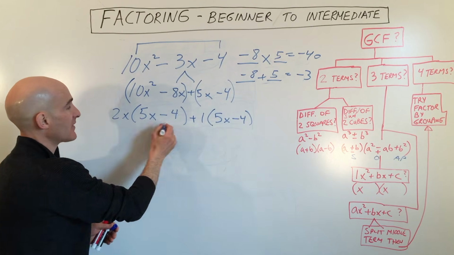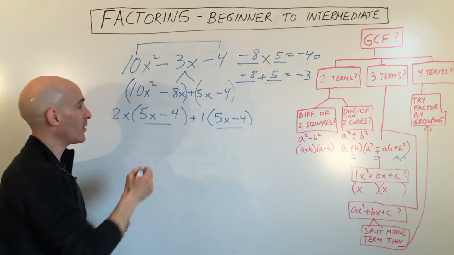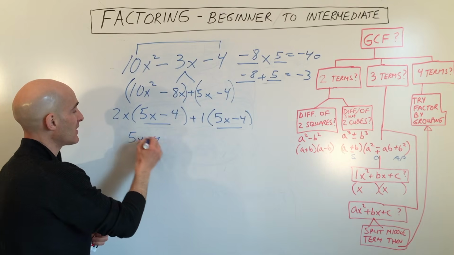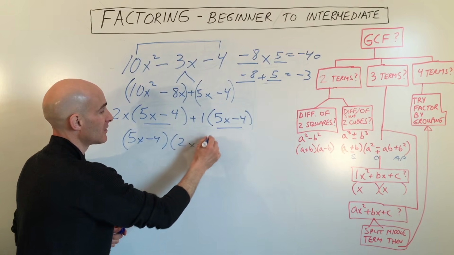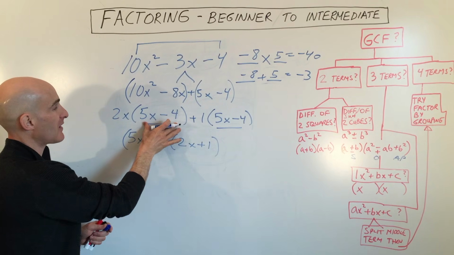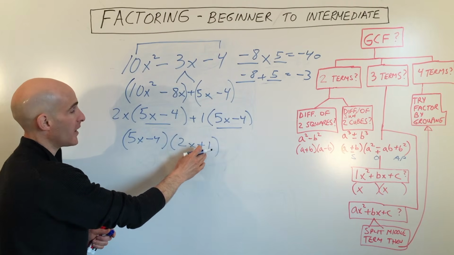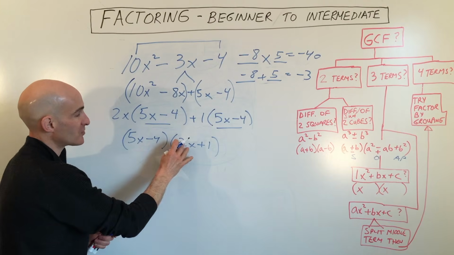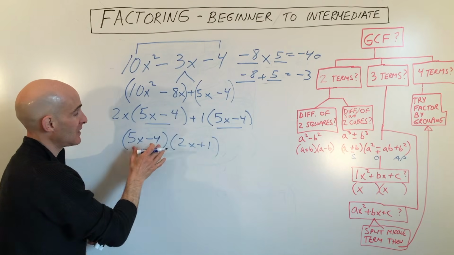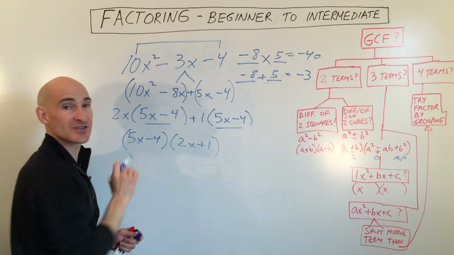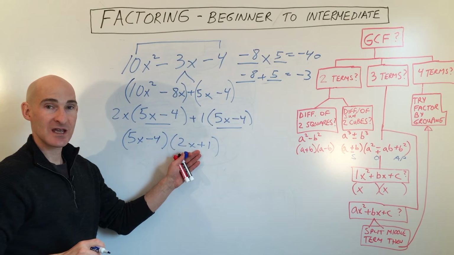Now you can see there's a 5x minus 4 in both groups. We're going to factor out or divide out that 5x minus 4. And so what we have is 5x minus 4 times 2x plus 1. Just again really quick, if you divide this by 5x minus 4, you're left with 2x. If you divide this by 5x minus 4, you're left with 1. You can check your work. If you distribute the 5x minus 4 as a whole, as a group, to the 2x, you get back this term. If you distribute this all to 1, you get back this term. So you can check to see if you can factor any further, but it looks like that's as far as we can take this one.